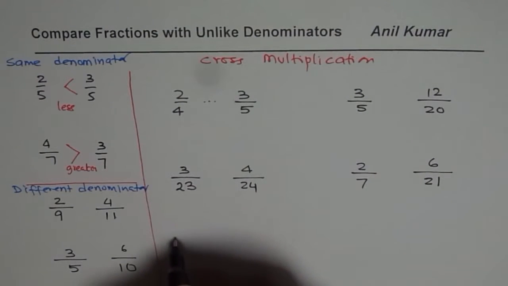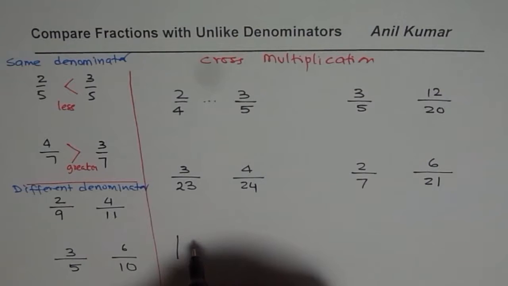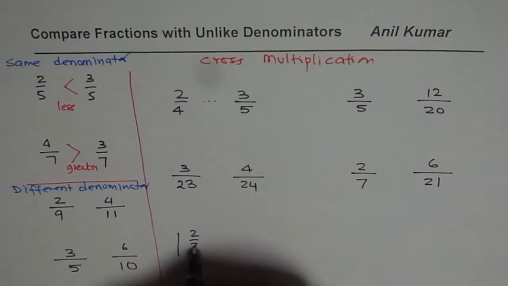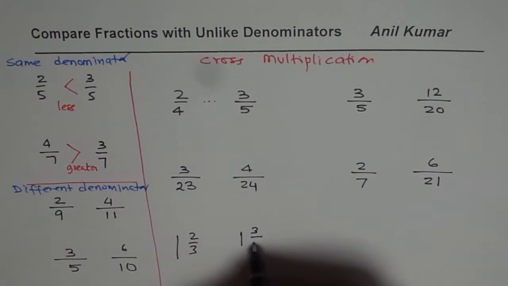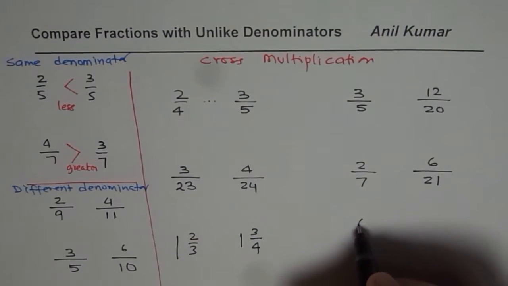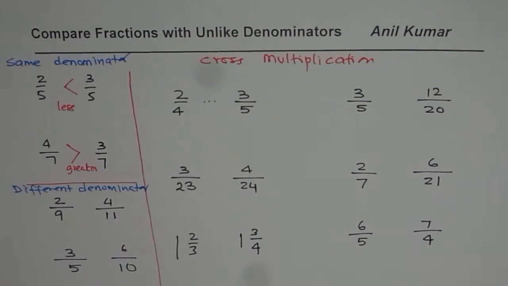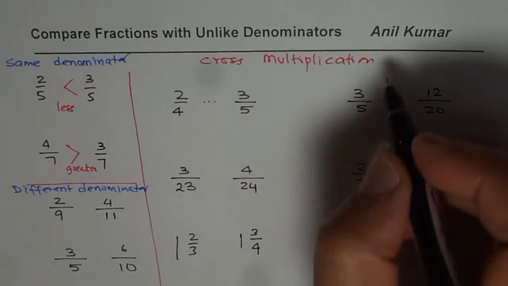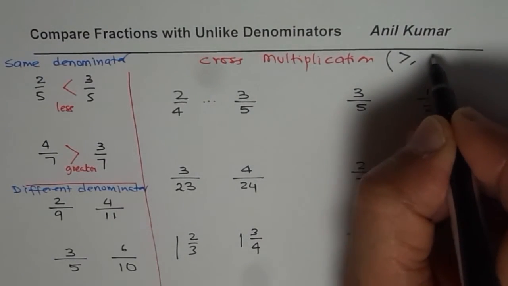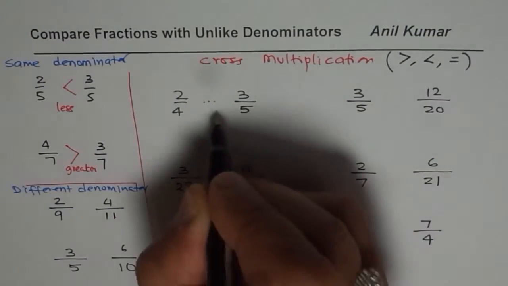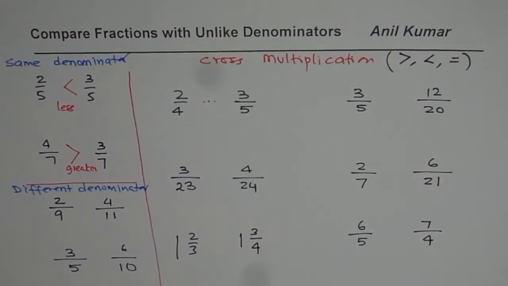Let me also write down improper fractions, or a combination of improper and mixed fractions. We have 1 and 2 over 3, and 1 and 3 over 4. And here we could have 6 over 5 and 7 over 4, so that becomes an improper fraction. Now the question for you is to compare these fractions. Compare means you have to use symbols like greater than, less than, or equal to in between.